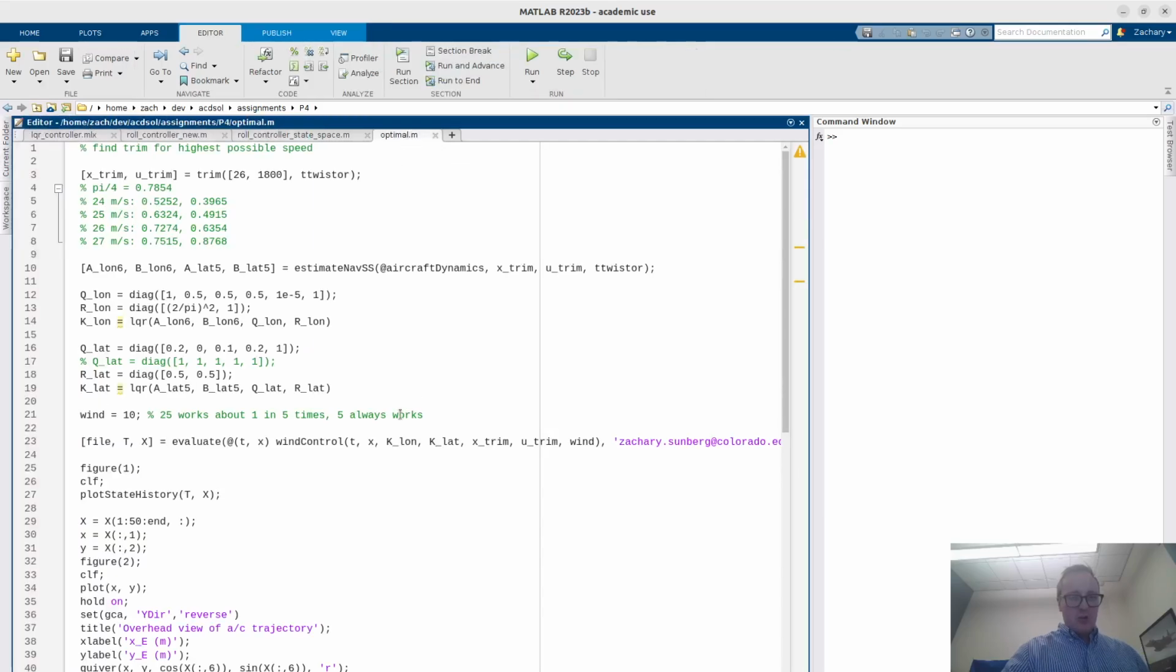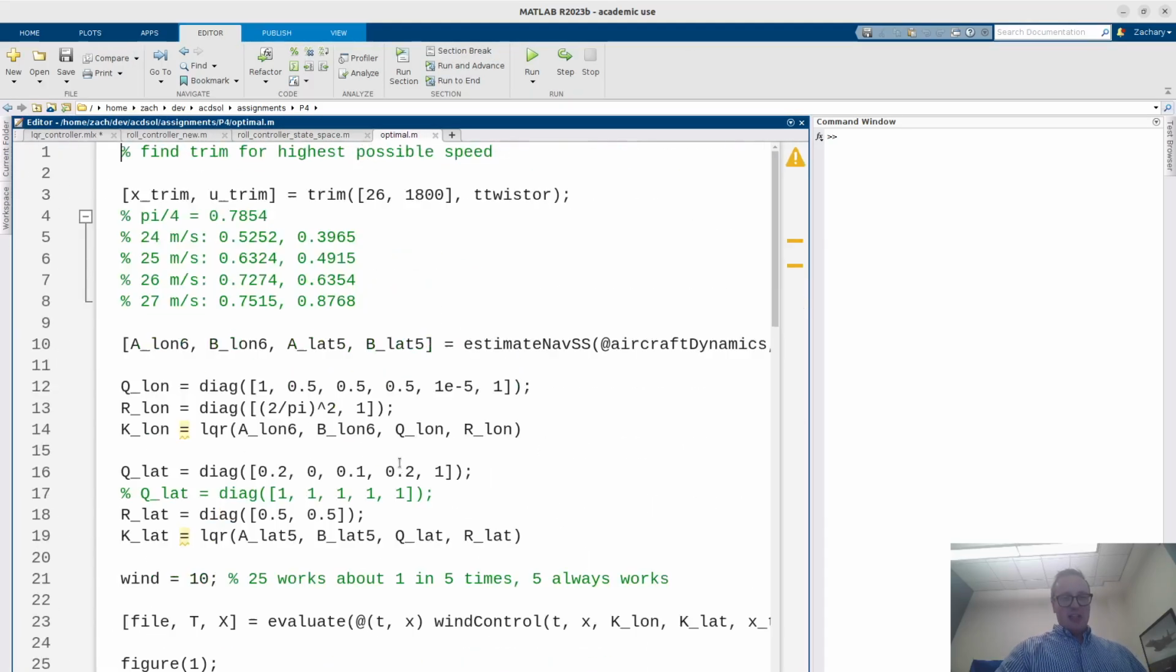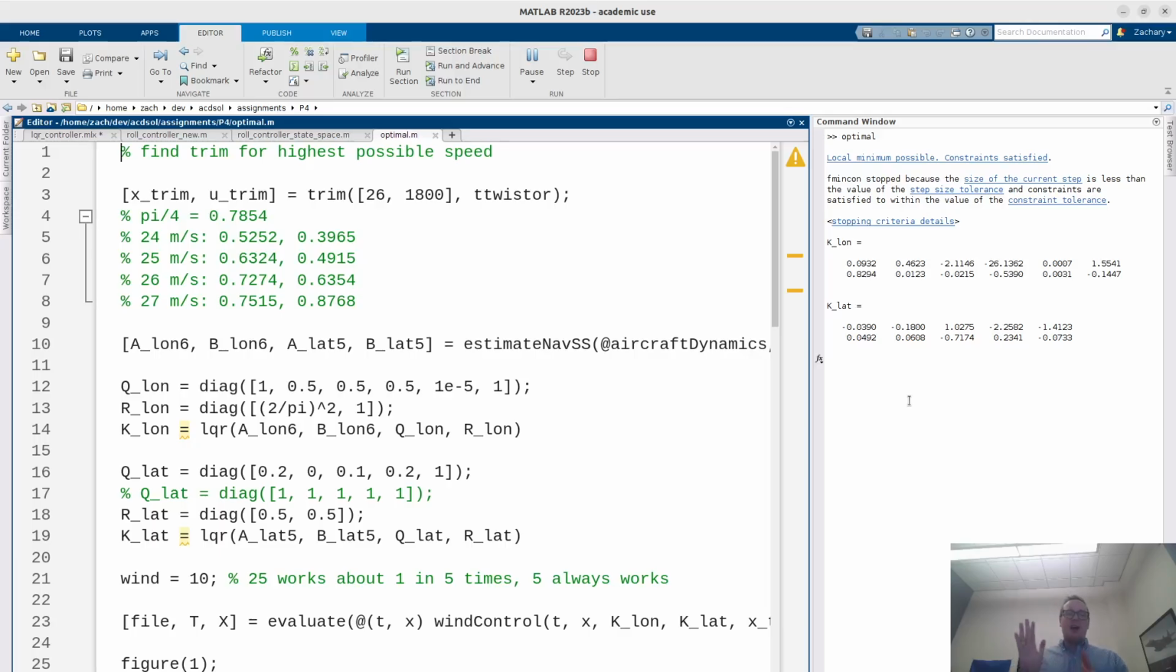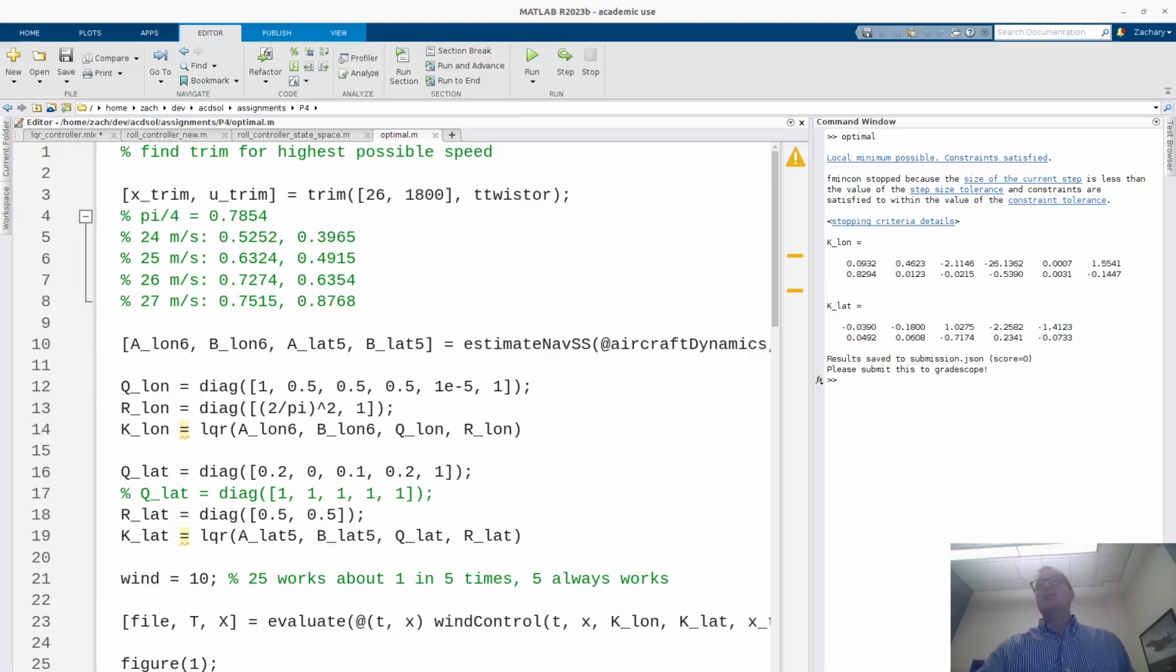So my solution, I won't show all of it just in case I use this homework again. But basically, I chose a new trim point, so I got a trim point where I was going as fast as possible. And then I estimated the longitudinal and lateral linear dynamics. I picked a longitudinal Q matrix, a longitudinal R matrix, a lateral Q matrix, a lateral R matrix, and used LQR to get gain values. And then I found a heading to go to that took into account the wind to get to the goal.